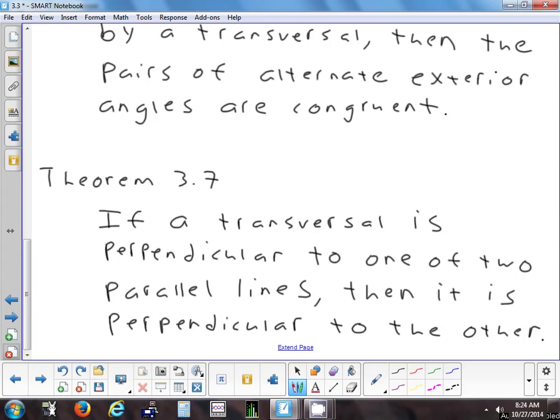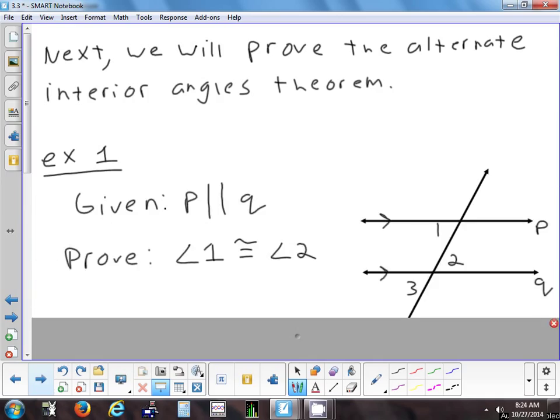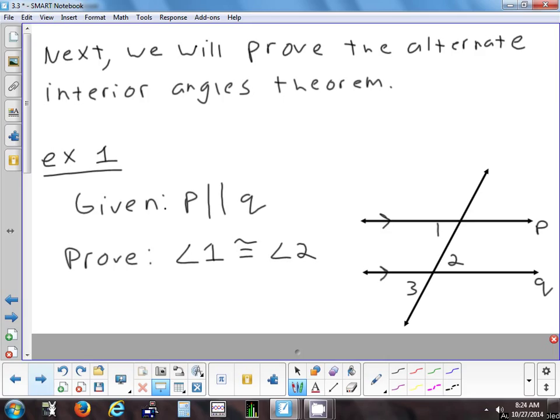All right, so let's try to prove a couple. Let's start off with the alternate interior angle theorem. So I'm giving you that you have two lines that are parallel, P and Q. And I want you to prove that angle 1 is congruent to angle 2. The only thing that you can use for this theorem is the postulate that was given a couple slides ago.